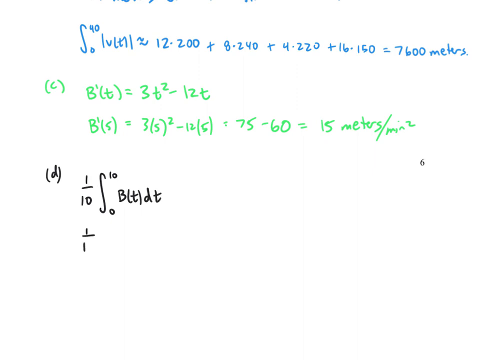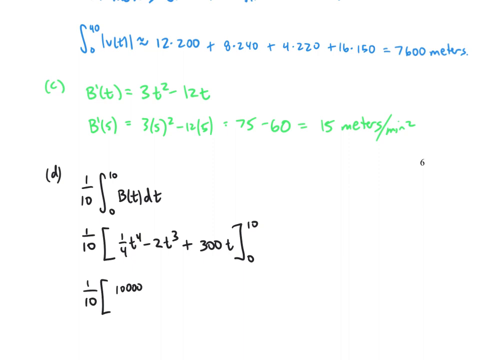We can do this because we have our equation. We're not approximating this. So the antiderivative would be 1/4 t to the 4th minus 2t cubed plus 300t, and we're evaluating from 0 to 10. So we get 1 over 10 times 10 to the 4th, so that's 10,000 divided by 4, minus 2 times 1,000, so 2,000, plus 300 times 10, so 3,000. Very large numbers in this problem. You could certainly leave the answer here, but this does simplify to 350 meters per minute.